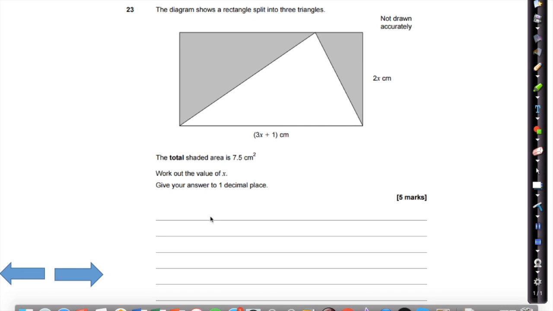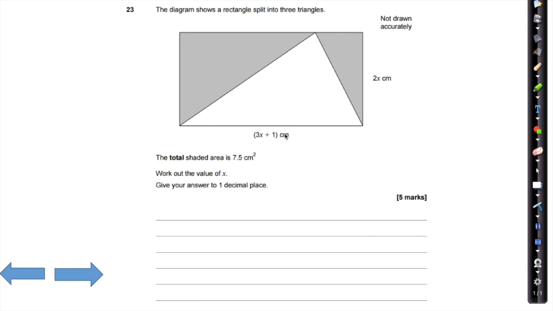Question 23 now is looking at a rectangle split into 3 triangles. So you see this big rectangle here, and it's split into these, one shaded in here, one unshaded, and one other shaded in here. The total shaded area is 7.5 centimeters squared. Work out the value of x.